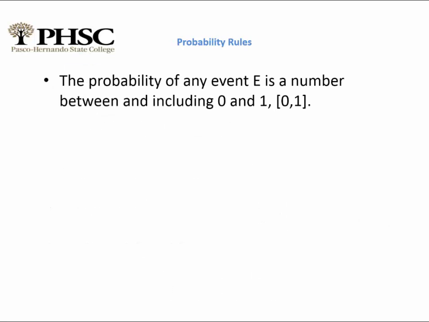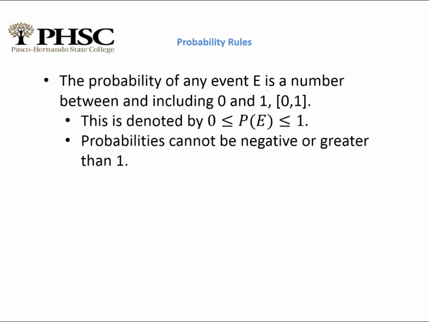The next thing I want to talk about is the probability of any event. The probability of any event occurring is going to be between 0 and 1. This is denoted by the probability of the event being greater than or equal to 0, but less than or equal to 1.